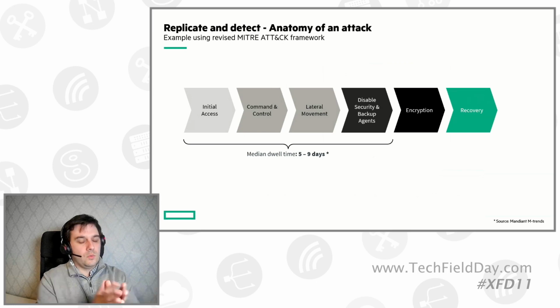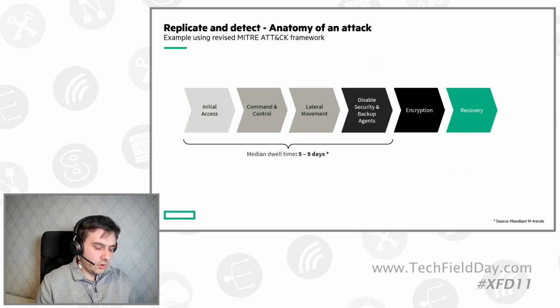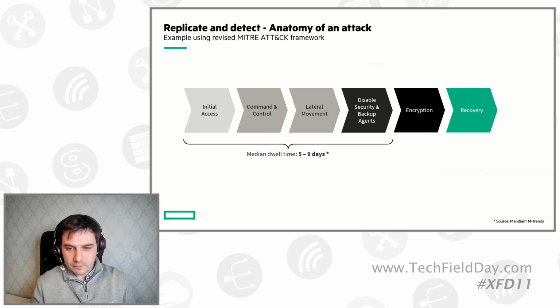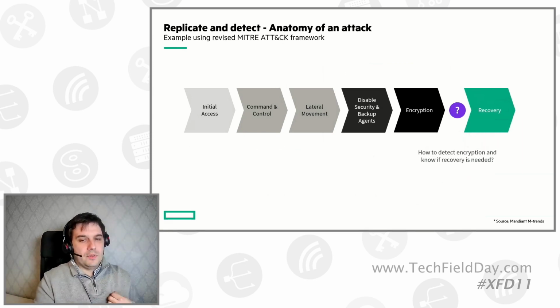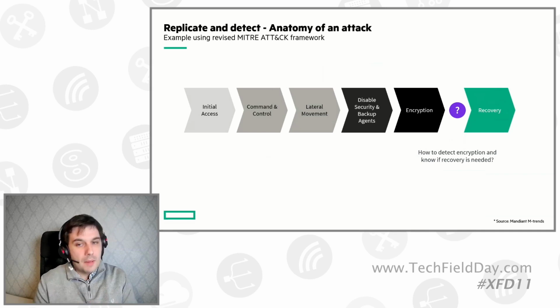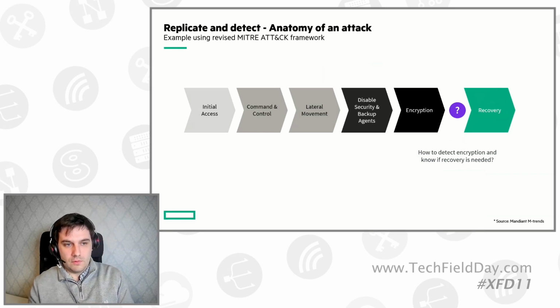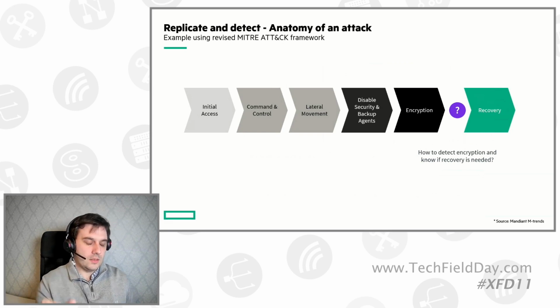And then in the Mandiant M-Trends report, which I absolutely love reading every year, it's so insightful for me. The median dwell time, depending on industry and geographies, between 5 and 9 days is typically what we see. And then once encryption happens, how do we detect encryption is happening? How do we detect the point of impact? And then how do we know if recovery is needed and what needs recovering, right? That's the answer we're trying to give everyone here.